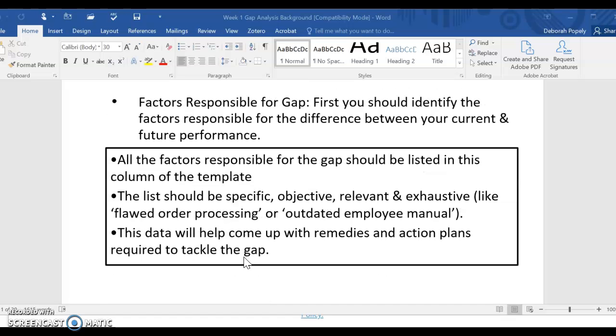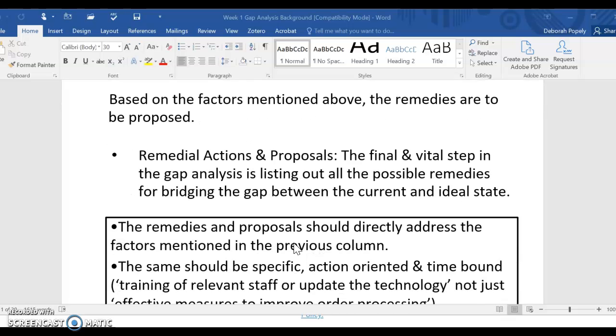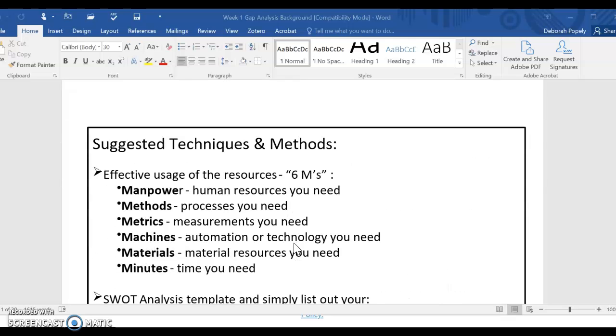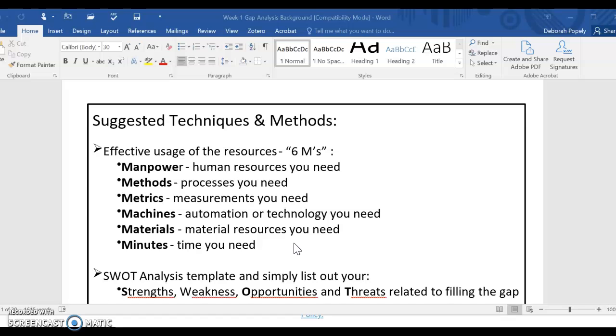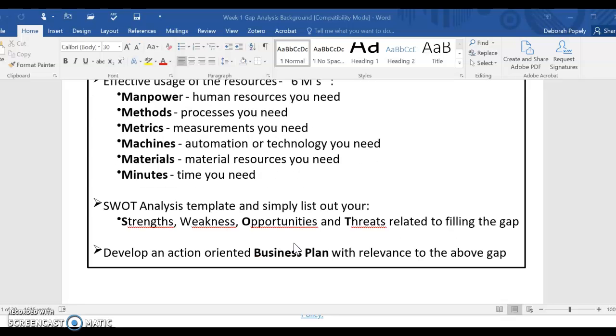So the idea is to be specific and as objective and relevant and complete as you possibly can, so that what you come up with as a remedy is really an action plan for you. So finally, you'll have remedies that are action plans and proposals. So let me show you. Here are some techniques and messages: manpower, methods, metrics, machines, materials, minutes, time you need.